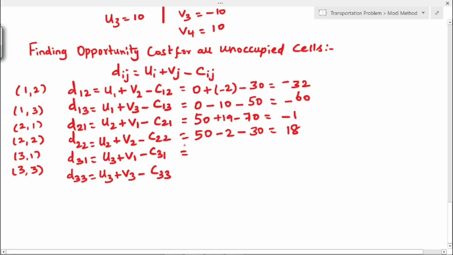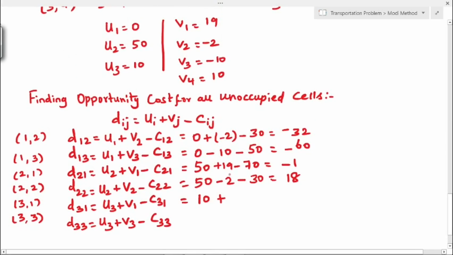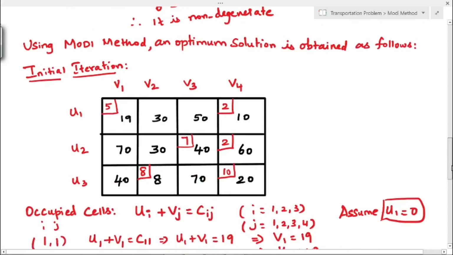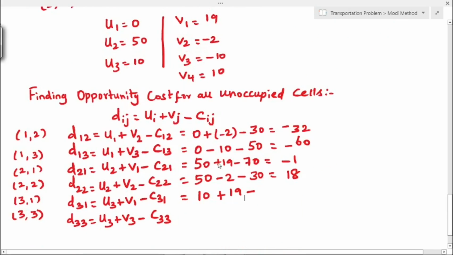Next, U3, that is 10 plus, what is V1? 19, minus C31, that is from the table, third row, first column, 40. So if you simplify, 10 plus 19 minus 40, that is minus 11.